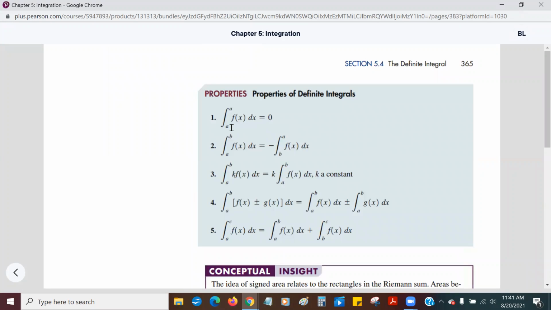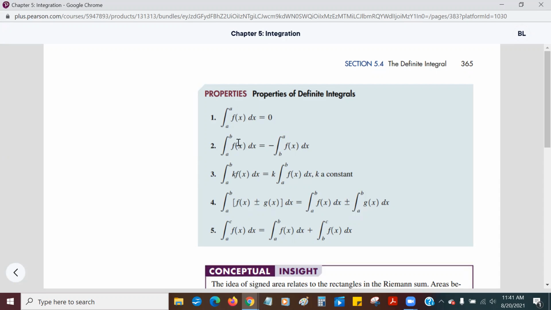So let's go through this. The integral from a to a. Well, the integral from a to a, that's just a straight vertical line. So that's basically the area under a curve, but the width of it is zero because it's just a straight vertical line. That's why the integral from a to a is always going to be 0.